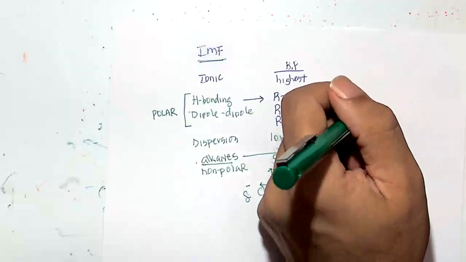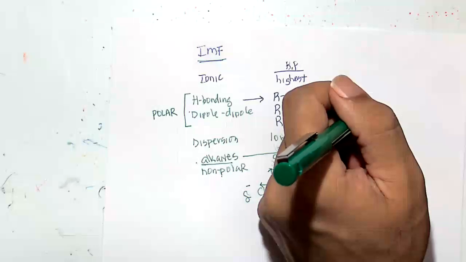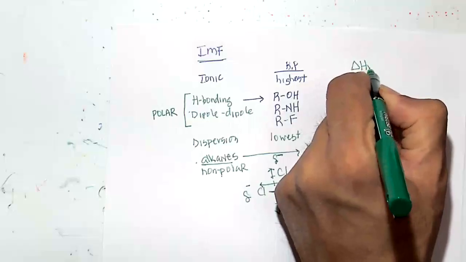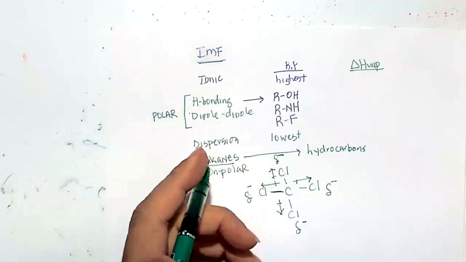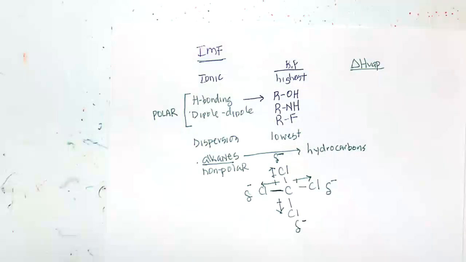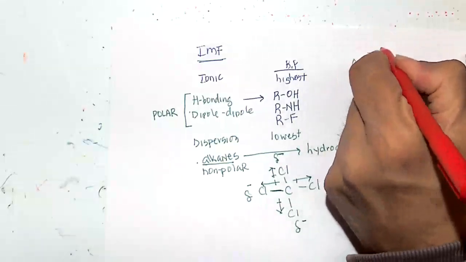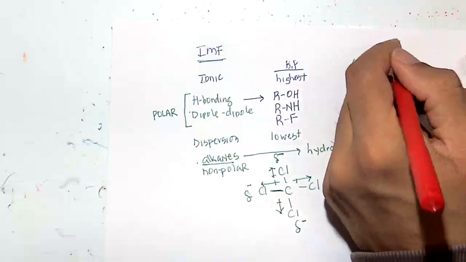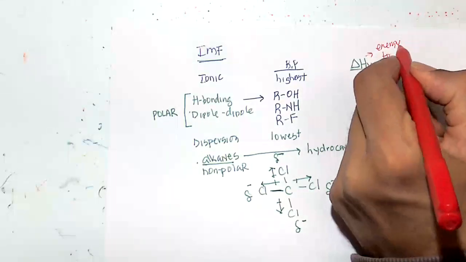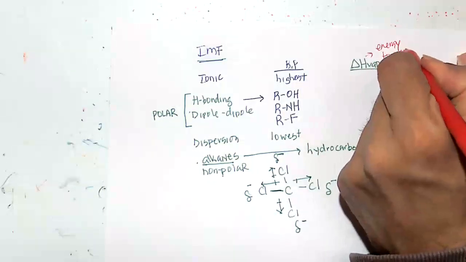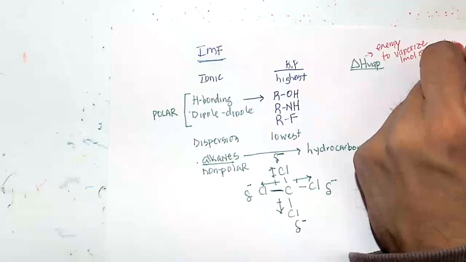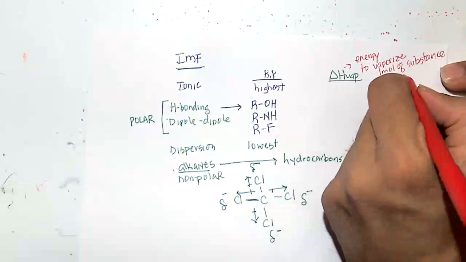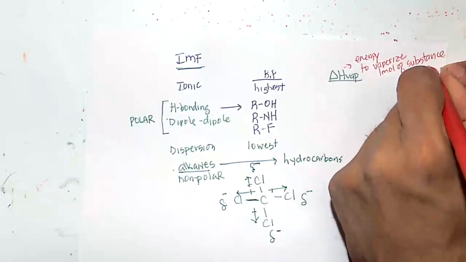What about the delta H vaporization? Which would have the highest and which would have the lowest? If you were to rank these, which would have the highest delta H vaporization? This delta H vaporization is the energy required to vaporize 1 mole of the substance. Ionic would have the highest? Correct. Energy to vaporize, convert to a vapor, 1 mole. And this is in kilojoules per mole or joules per mole.